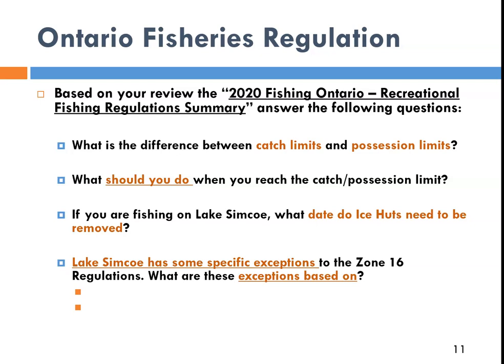So I have a few questions posted on this slide that I'd like you to go in and have a look at within this regulation summary document. So the first question is, look at the difference between catch limit and possession limit. And so think that as we are fishing, we are creating some specific requirements on the number of fish that we are able to fish for and what we're doing once we've caught a fish. All right, so it does also include as part of those descriptions what we should be doing when we reach our catch and possession limit.